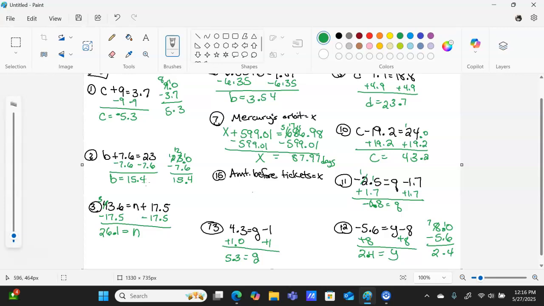Number 15, you are told you spent $13.50 on movie tickets. You now have $26.50. Write and solve an equation to find out how much money you had before buying the tickets. So the amount of money before the tickets was X. You took $13.50 to buy the tickets. So you've lost that amount of money. You are left with $26.50. So there's our equation. Add $13.50 to both sides.